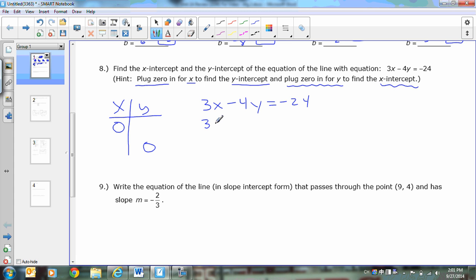So we'd have 3 times 0 minus 4 times y is equal to negative 24. All right, 3 times 0 is 0. So we'd have negative 4y is equal to negative 24. Divide both sides by negative 4. And we get y is equal to positive 6. So our y-intercept when x is 0 is 6. Now, I'm going to pause the video and I'm going to find the x-intercept, and then you can check your answer in just a second.